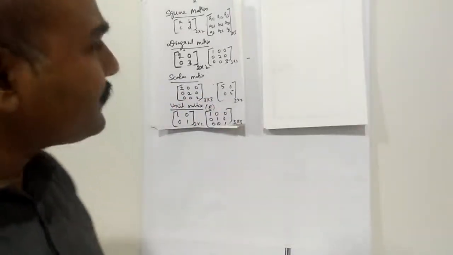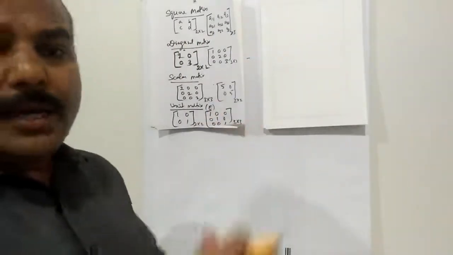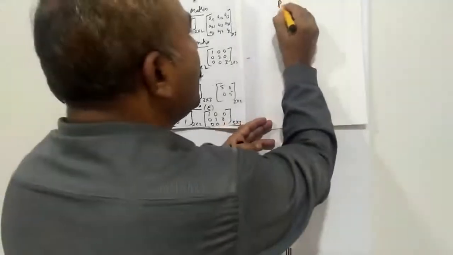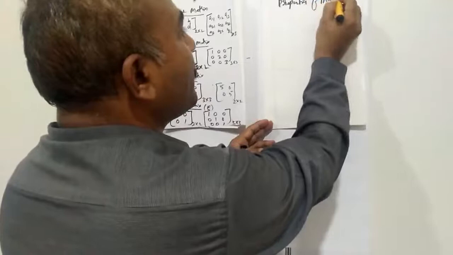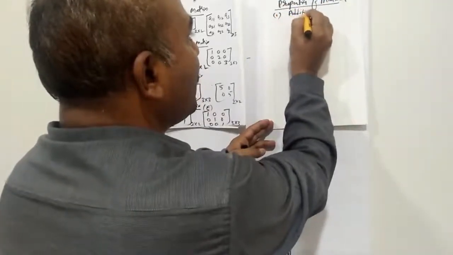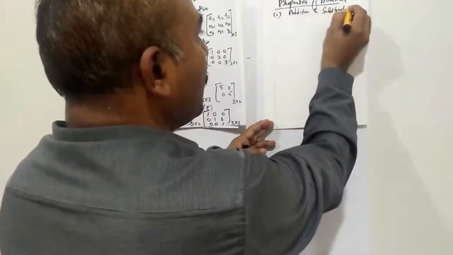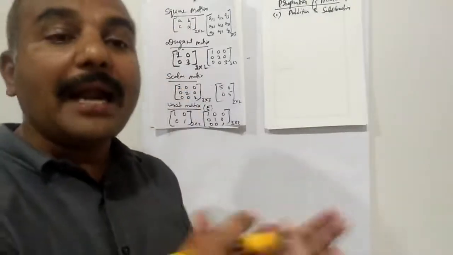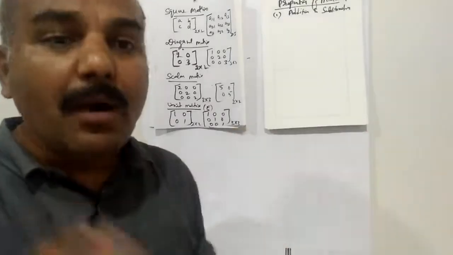Then we'll go for the properties of matrices, which are very, very important. Properties of matrices. One: addition and subtraction of matrices. Any two matrices can be added or subtracted if and only if they are of the same order.